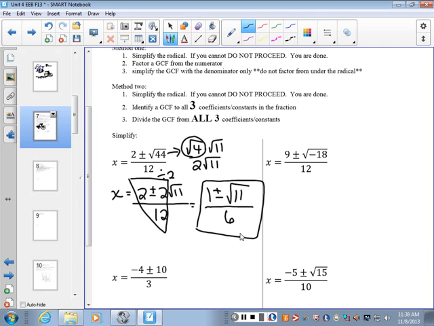So if I look at the second problem, we want to simplify this. You always start with the radical. If you can't simplify the radical, you can't simplify the problem, period. You just move on. So what could I do for the square root of negative 18?